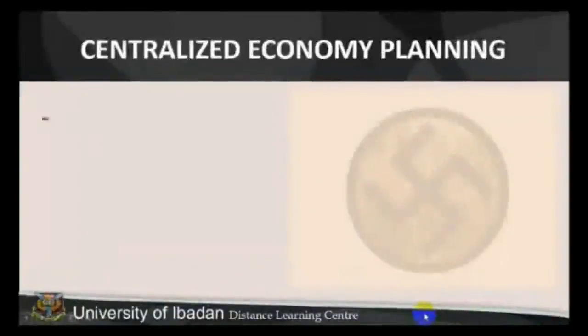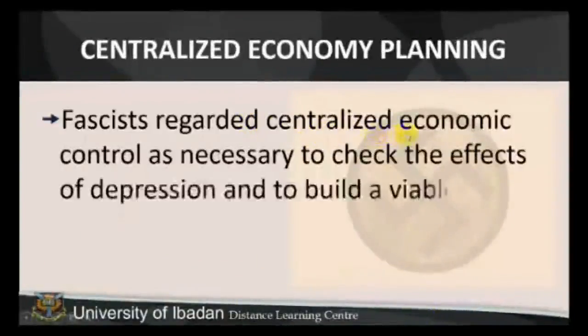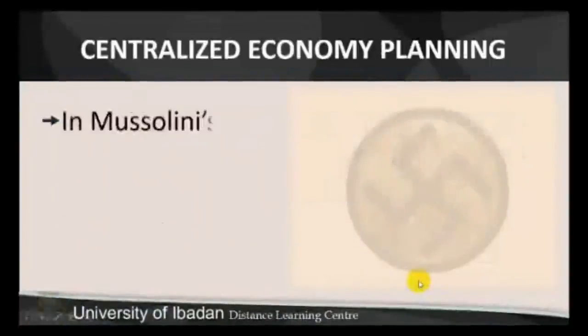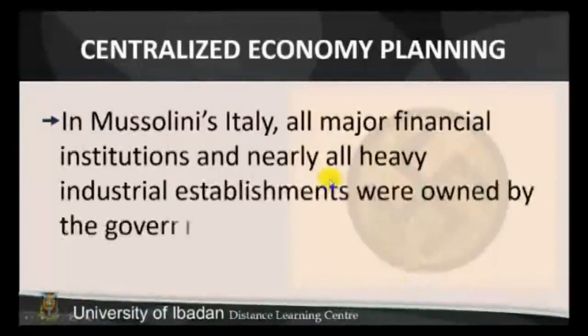Centralized economic planning. Fascists regarded centralized economic control as necessary to check the effects of depression and to build a viable military industry. In Mussolini's Italy, all major financial institutions and nearly all heavy industrial establishments were owned by the government. All other forms of private economic activity were under one form of government regulation or the other.